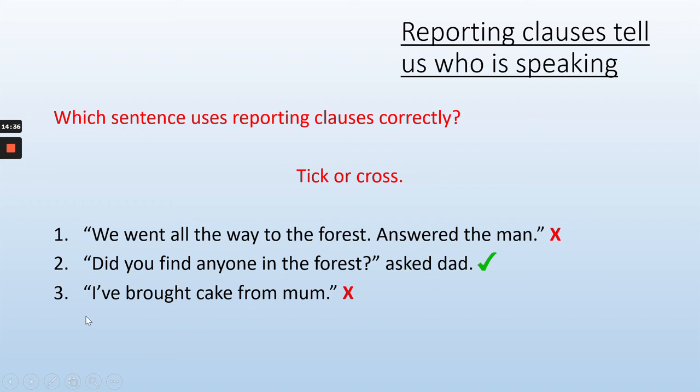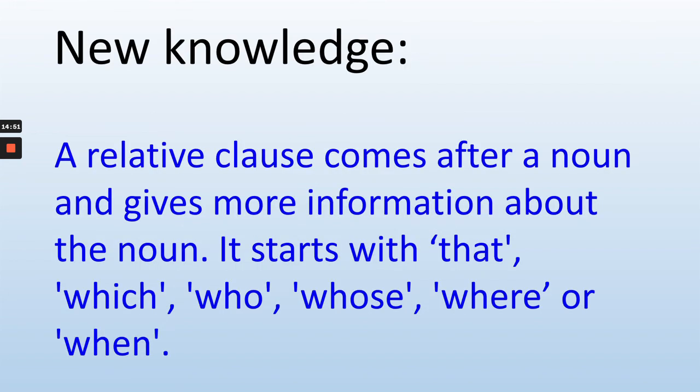who is speaking. Number 3, "I've bought cake from Mum." We don't know who's saying that. There's inverted commas, but there's no reporting clause, so that is not correct. Okay. The last skill that we learnt this week is relative clauses.